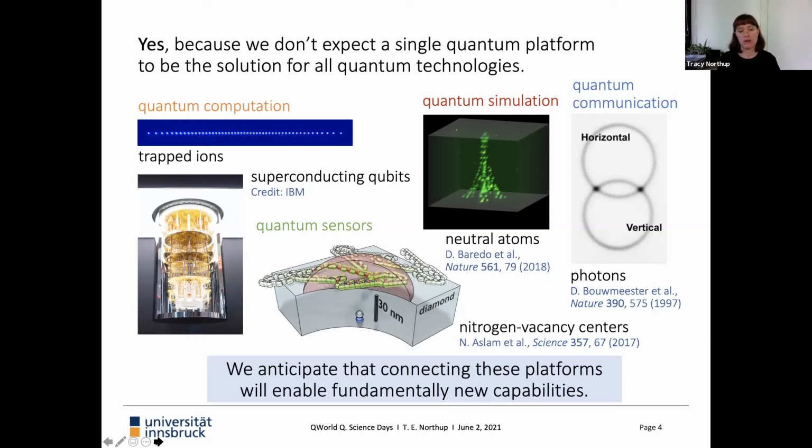And moreover, we anticipate that we're going to want to connect these platforms to one another, that they're not going to simply operate independently, but that we're going to be able to enable fundamentally new capabilities if we can link between ions and photons, or maybe between ions and nitrogen vacancy centers with the help of photons.